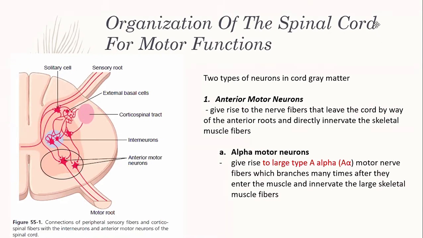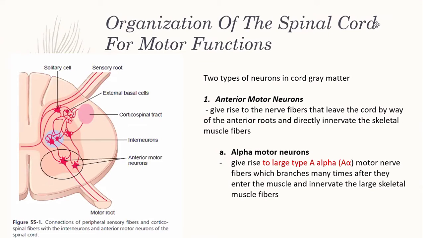Ito naman, there are other, nakalimutan kong ilagay dyan, nakasulat lang dyan, there are 2 types of neuron. Hindi lang 2 types yan. There are other 2 types which we are going to discuss today. Kasi maraming types of neurons yan. But our discussion will focus on these 2 types of neurons. Yung anterior motor neuron, which gives rise to the nerve fibers that leave the cord by way of the anterior root and directly innervate the skeletal muscle fibers. So the other one is an interneuron. So let's start with the anterior motor neurons.